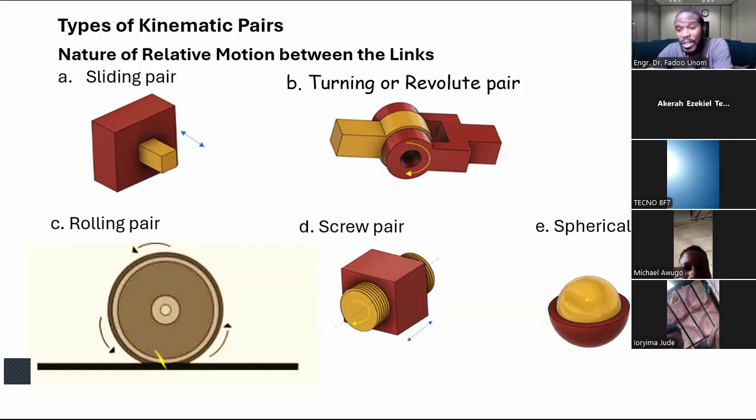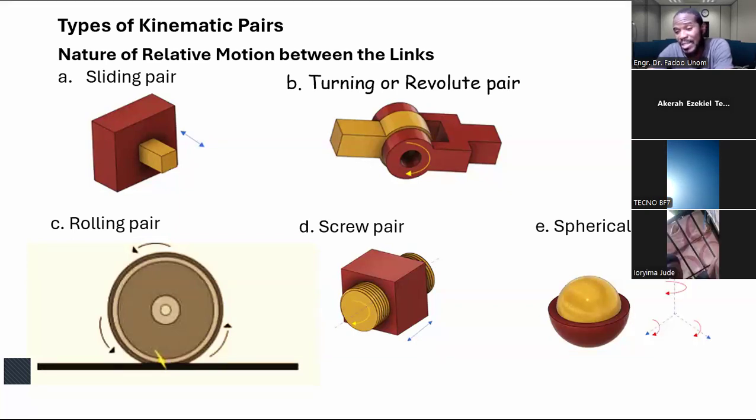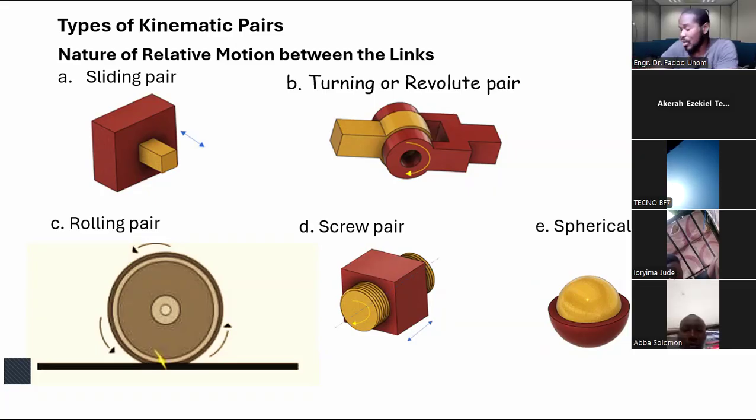Okay. A rolling pair allows one of the links to roll on top of the other, to roll along the other. Okay, now note the difference between rolling pairs and sliding pairs. Sliding pairs, the same surface area stays in contact.